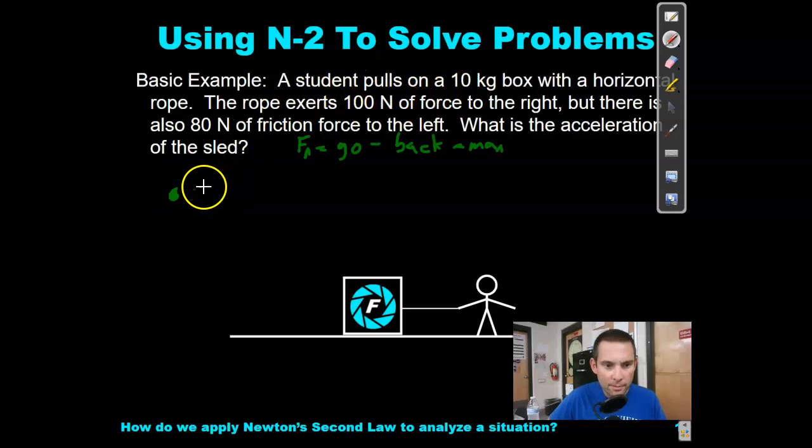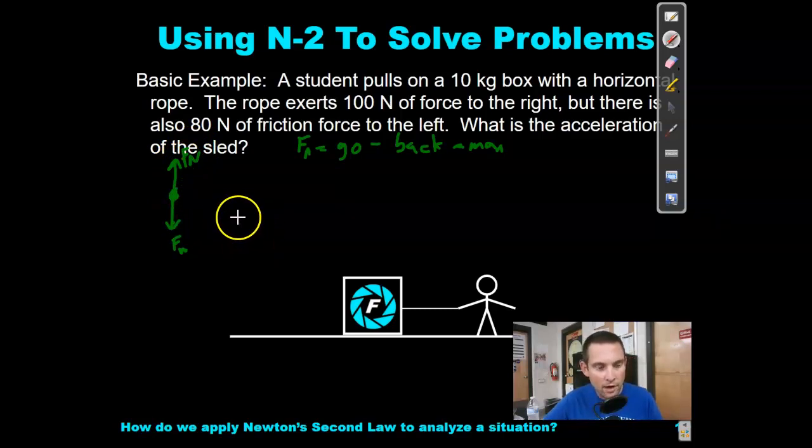We have a 10-kilogram box, so there's definitely a weight force here, which we'll call F sub W. Then we have a horizontal rope. We've got to have a normal force. It's got to be balanced, because if it wasn't balanced, that would tell me this box is sinking down into the ground pretty quickly. So these two forces cancel each other out. Then we have 100 newtons of tension force to the right. We'll call that Ft. Then friction, Ff.